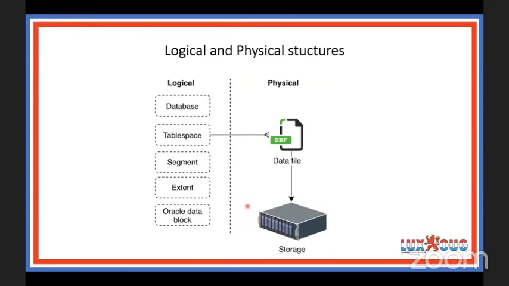Now we've talked about physical, now let's talk about the logical structure and also see where they intersect. In logical structure, we have a database. Database consists of several tablespaces. A tablespace can be located on several data files, or on one if it's a bigfile. This file is physically located on some storage.